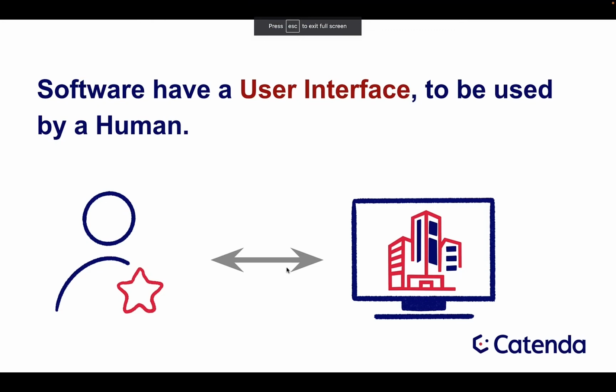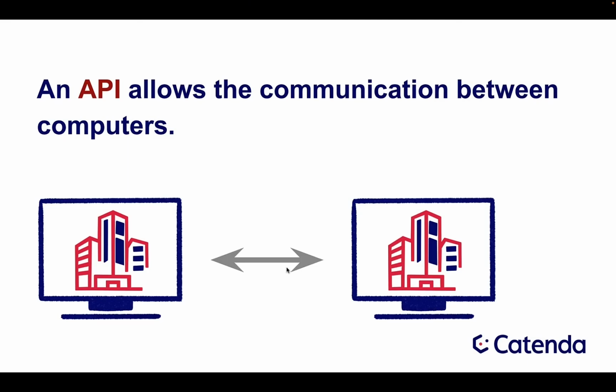Now, when it comes to the API, an API allows the communication between computers, which means you authorize a software to access another software, which means you can automate a lot of tasks, make them very efficient and very fast, and grab a lot of information in a very quick manner. In the following slides and presentation, I will explain what Catenda and Bimsync have to offer in this API area.